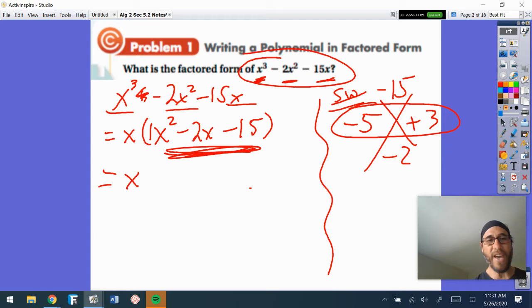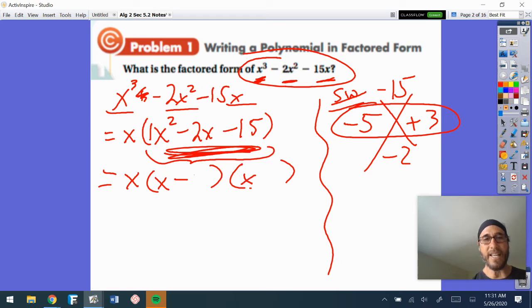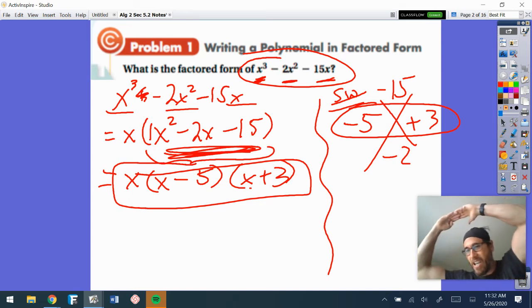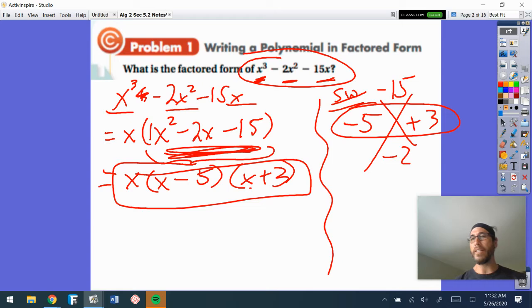And then totally in factored form means this right here turns to that. Super duper fast means an x and an x, and that's a minus 5 and a plus 3, and that is what we call a polynomial written in factored form. And if I'm able to do that, we're able to take it to the next step and find the zeros. Okay. All right, let's keep rolling here.